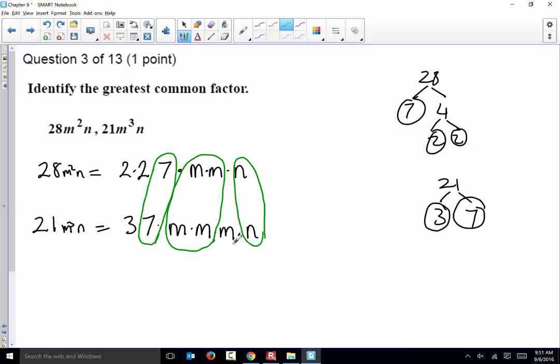Okay? Now, how do I find the greatest factor? These are all common factors. 7 common, M squared common, N is common. So there are 3 common factors: 7, M squared, and N. What is the greatest it's gonna make?